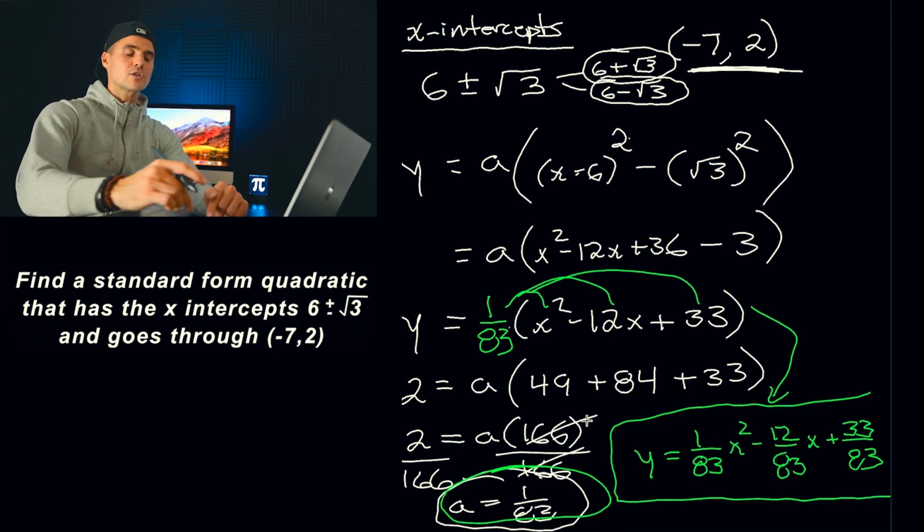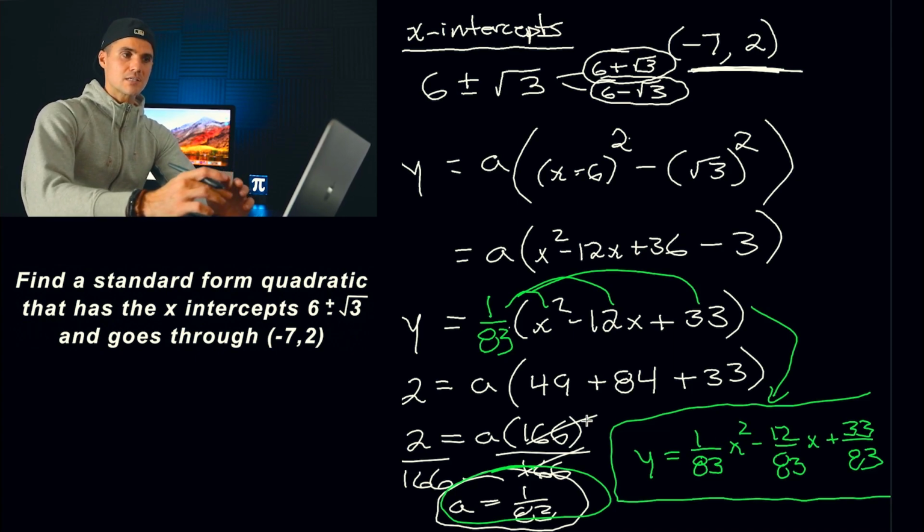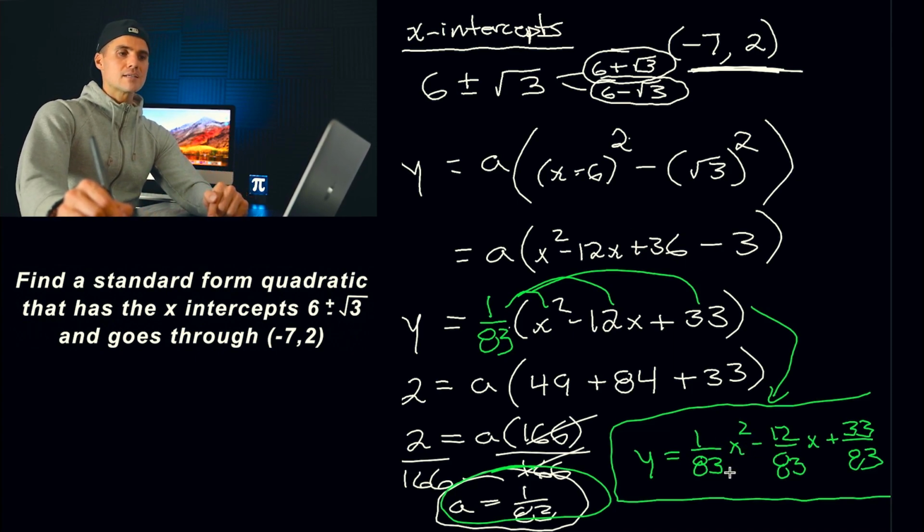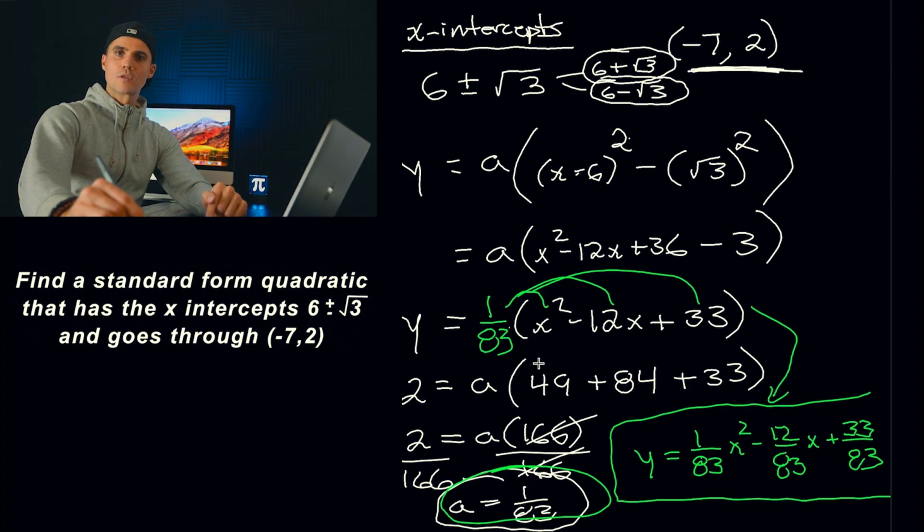And if you wanted to do a quick check on this, like if you were doing this on a test, what you could do is take the x value of -7, plug it in for all the x values here, and you should get a corresponding y value of positive 2, right? So that right there ends up being our standard form quadratic.